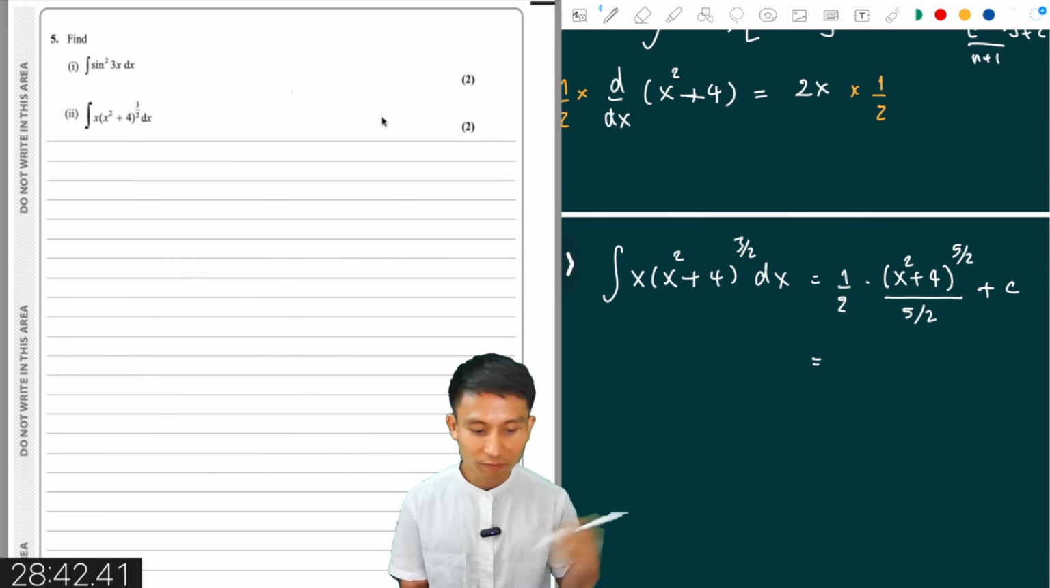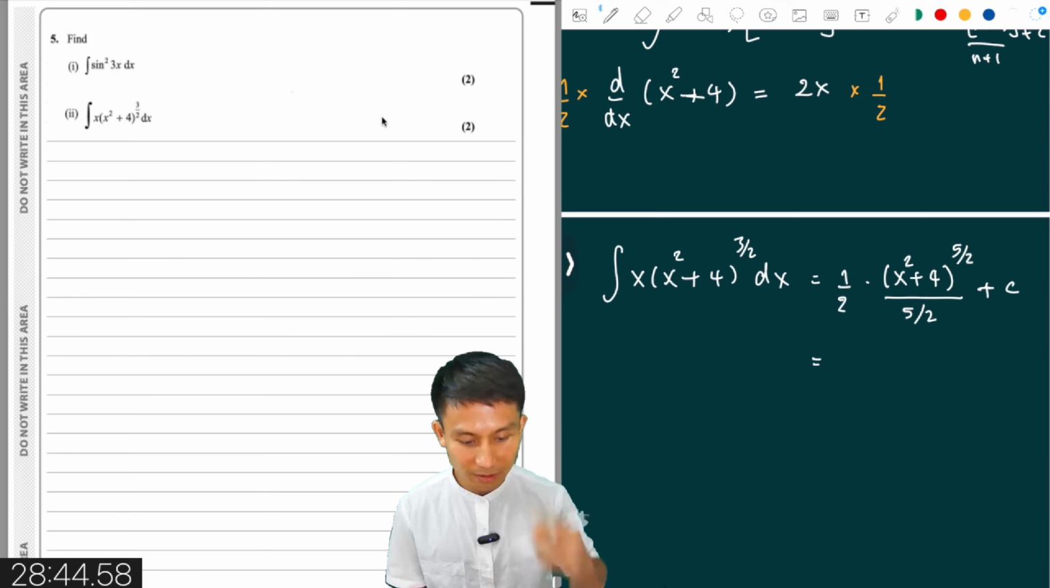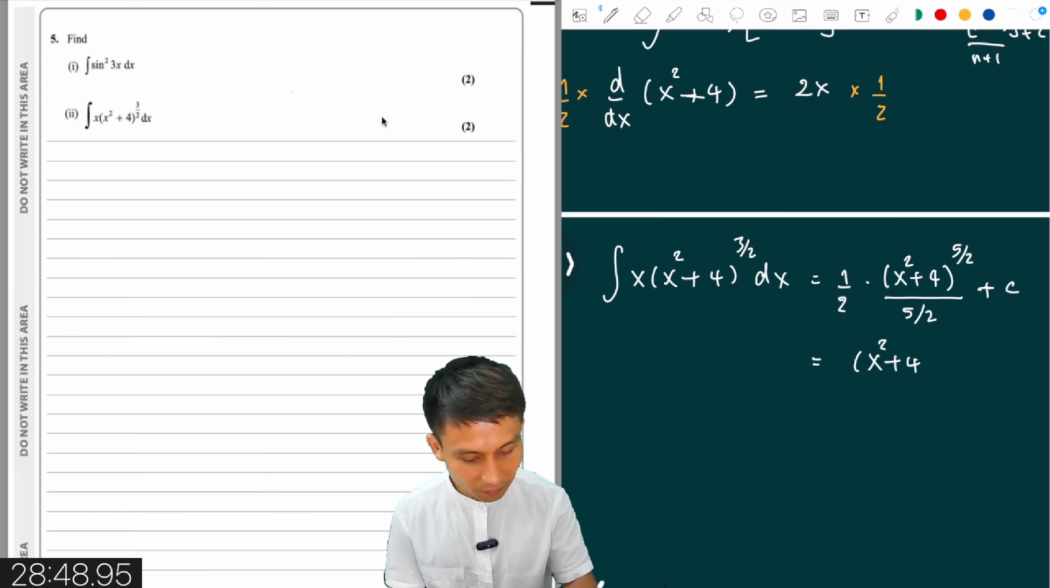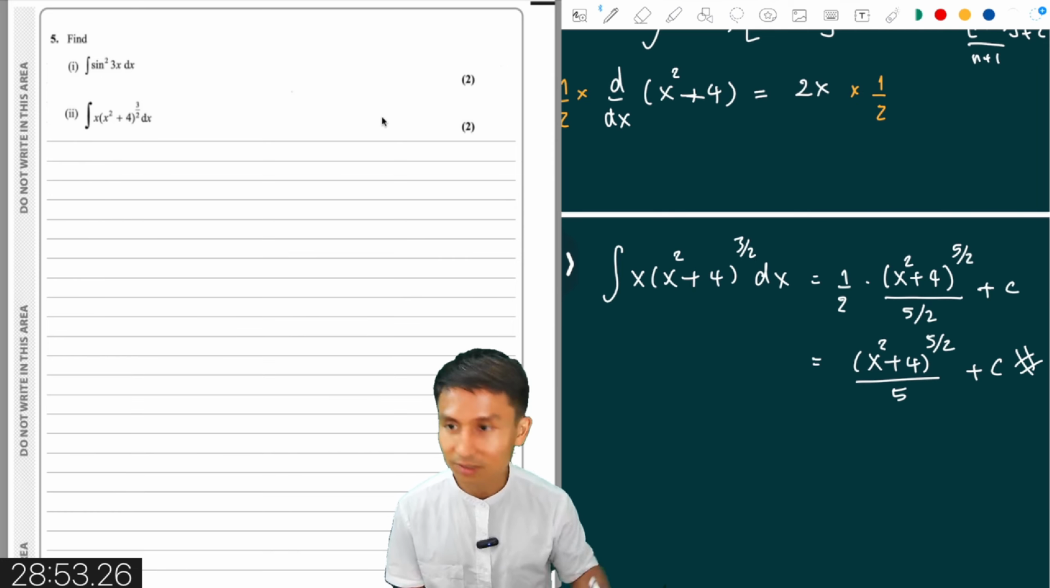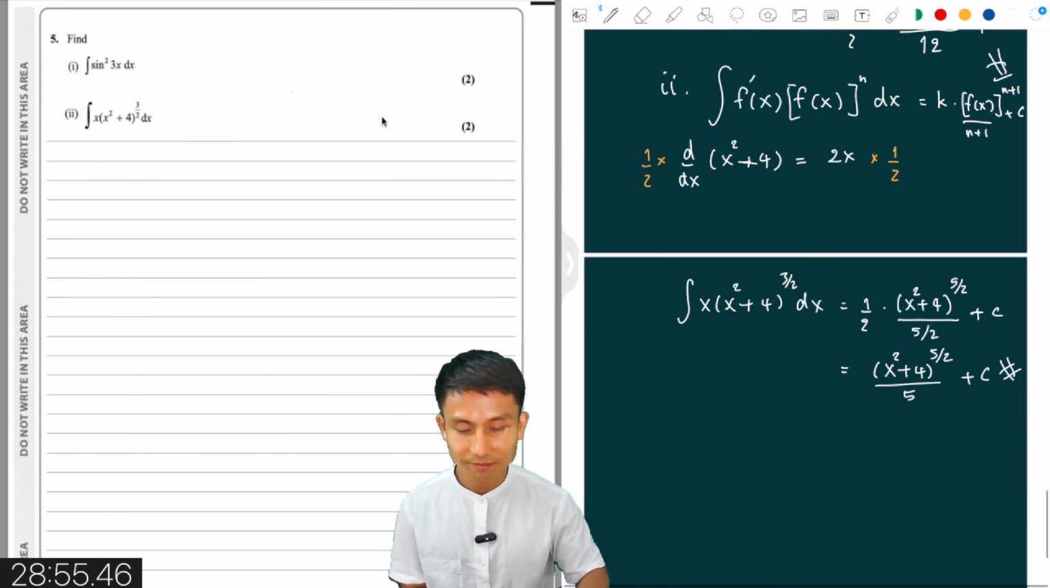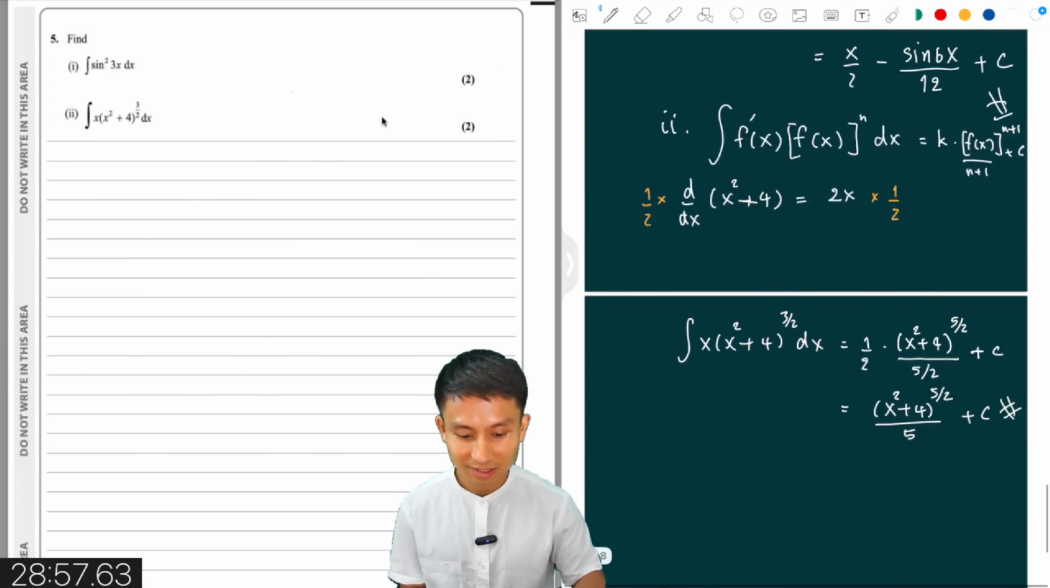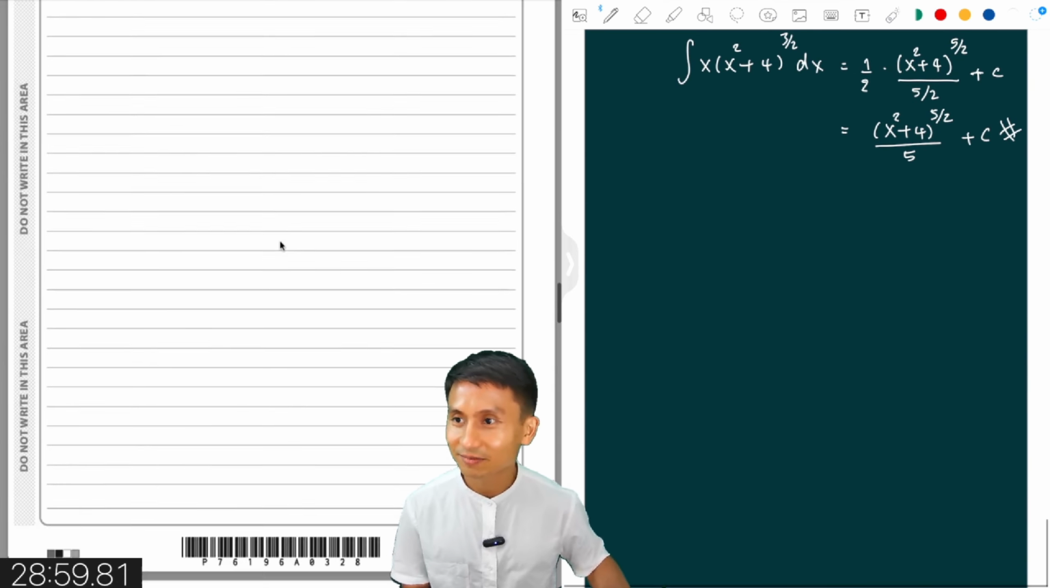Okay, so flipping the fraction there, that will cancel with the 2 there. So I get (x squared plus 4) to the power of 5/2, over 5, plus c. That's my answer there. Easy peasy, right? If you know how to use the technique here.